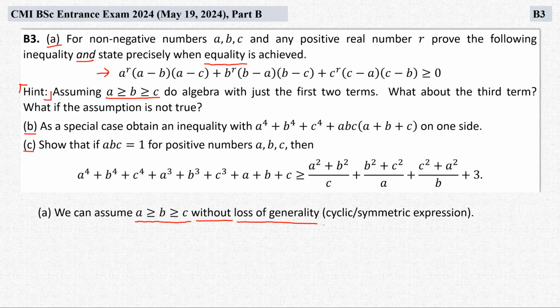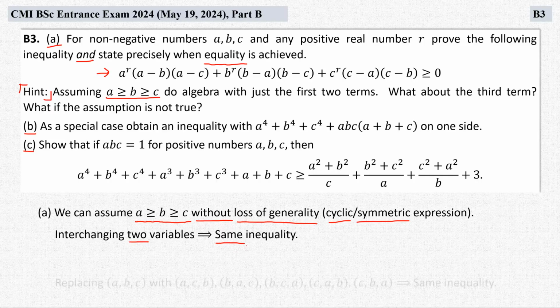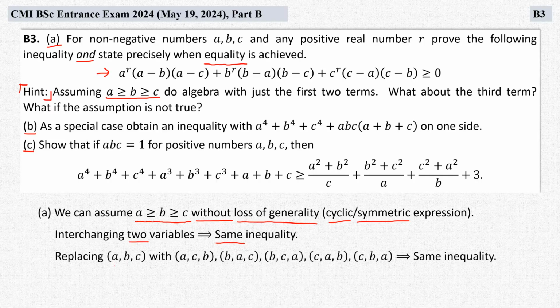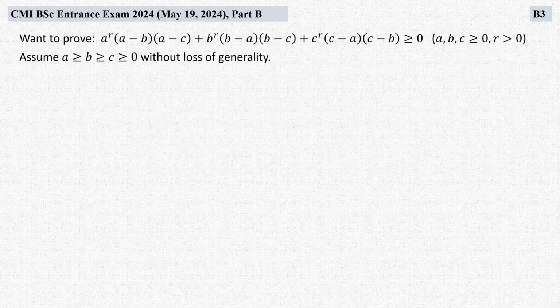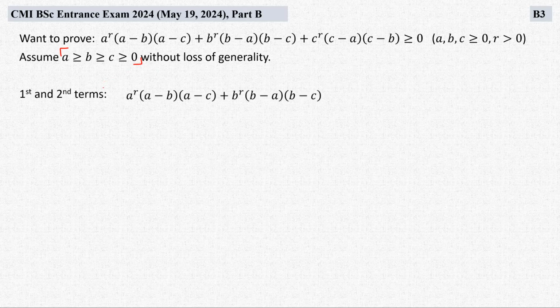This is because the expression on the left-hand side of the inequality is given in a perfectly symmetric manner. That is, if we interchange any two variables, then we obtain the same inequality, and consequently, if we replace a, b, c with any other possible permutations of a, b, and c, we still obtain the same inequality. So, assuming this ordering without loss of generality, let us deal with the first two terms.